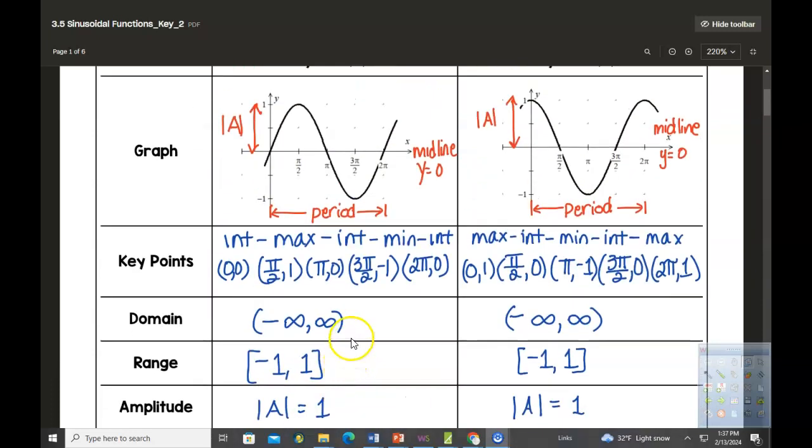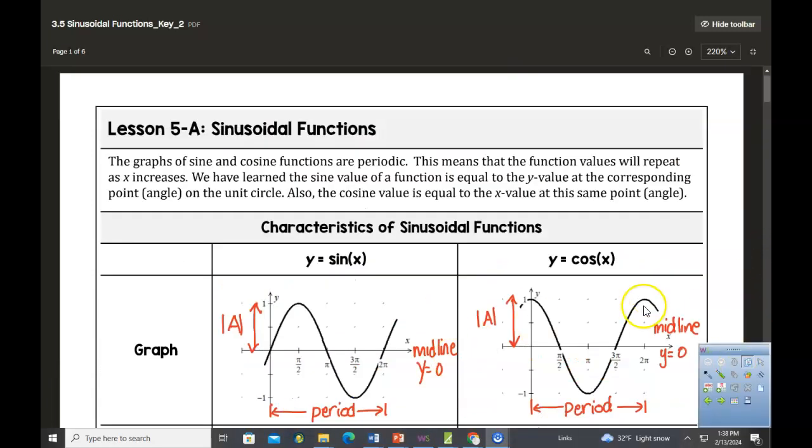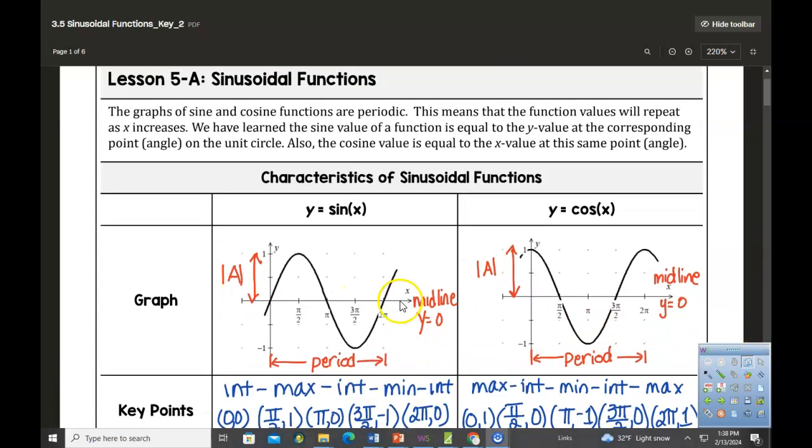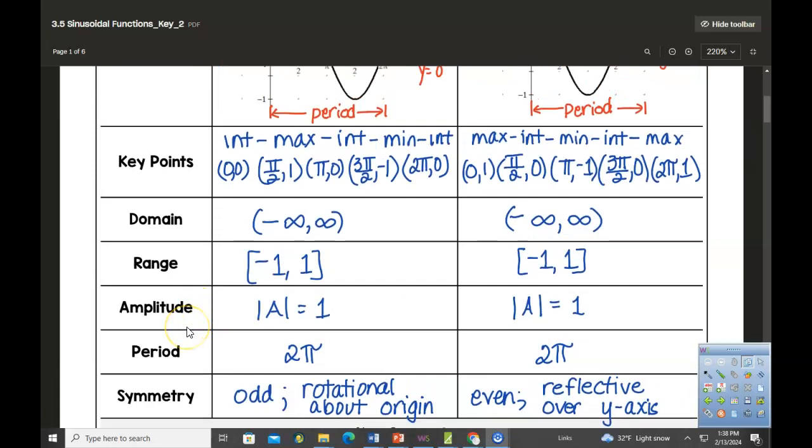Now, symmetry is a new one. If you forgot, odd symmetry means I can rotate it 180 degrees about the origin and I get the same thing. Even means I can reflect it, flip it on itself. So cosine, I can flip on itself. Sine, I'd have to rotate. So the symmetry is different, which means sine is an odd function, where cosine is an even function. Okay? So a lot of this is review. One thing is new.